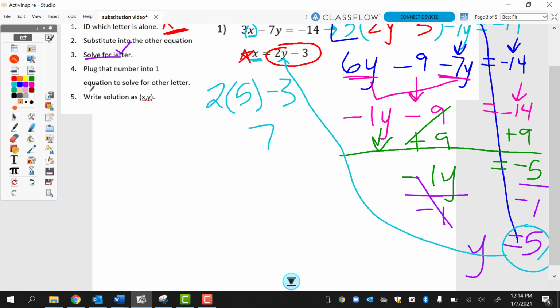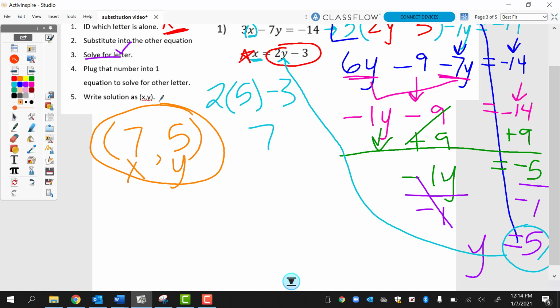So final answer, I go to write my final answer in parentheses. I know x goes first and then y. Which of these numbers goes first, 7 or 5? Well, I know that 5 is the y number, so 5 goes here. 7 was the x number, it goes first. And that's my answer.